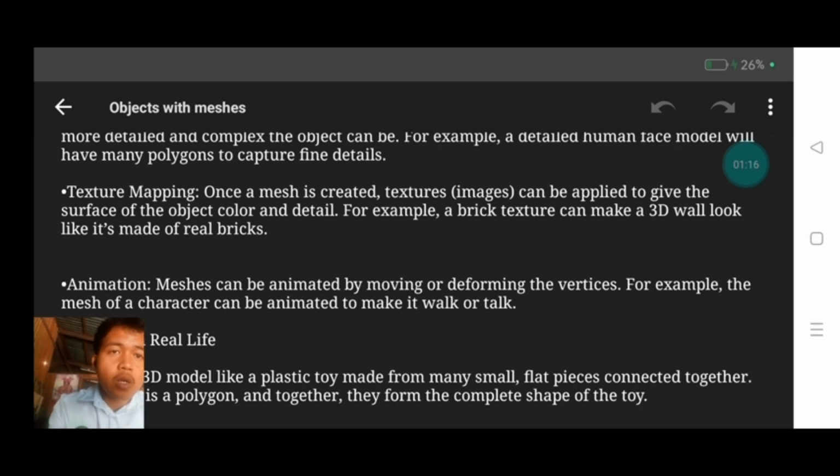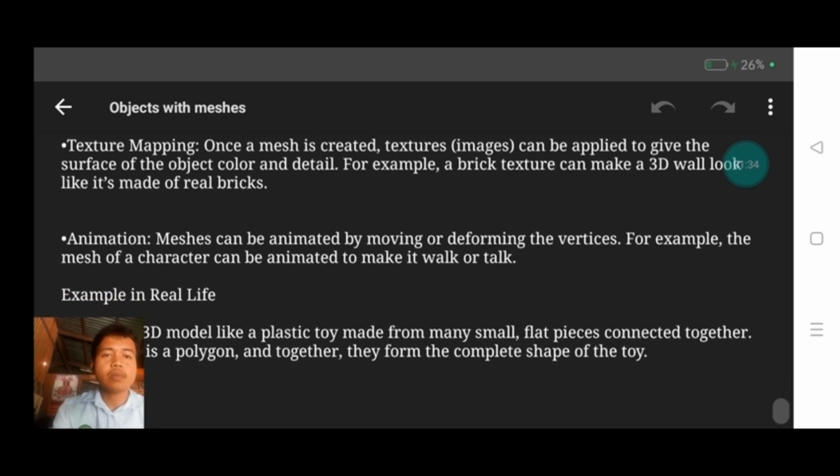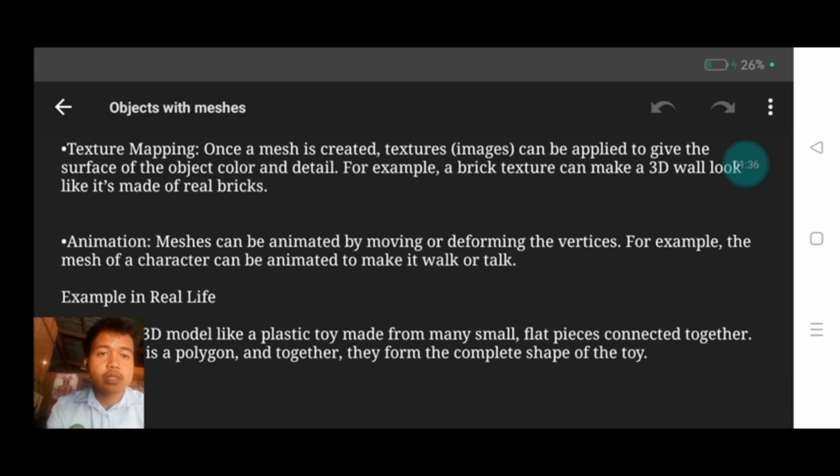Texture mapping. Once a mesh is created, textures or images can be applied to give the surface of the object color and detail. For example, a brick texture can make a 3D wall look like it's made of real bricks. Animation. Meshes can be animated by moving or deforming the vertices. For example, the mesh of a character can be animated to make it walk or talk.